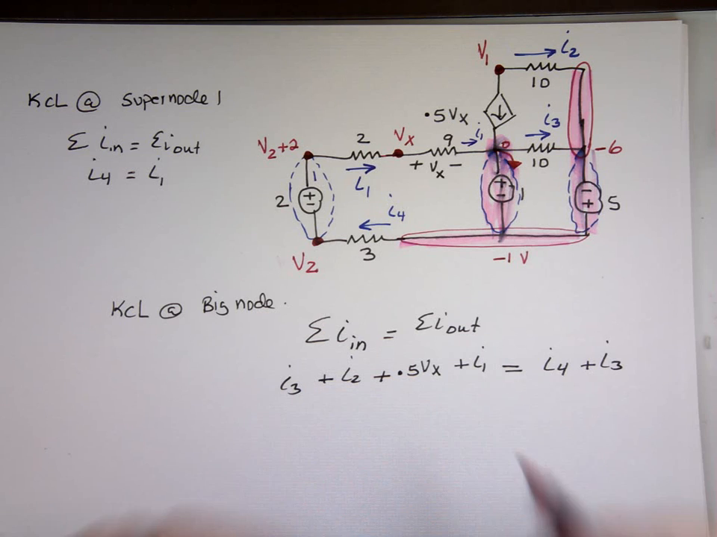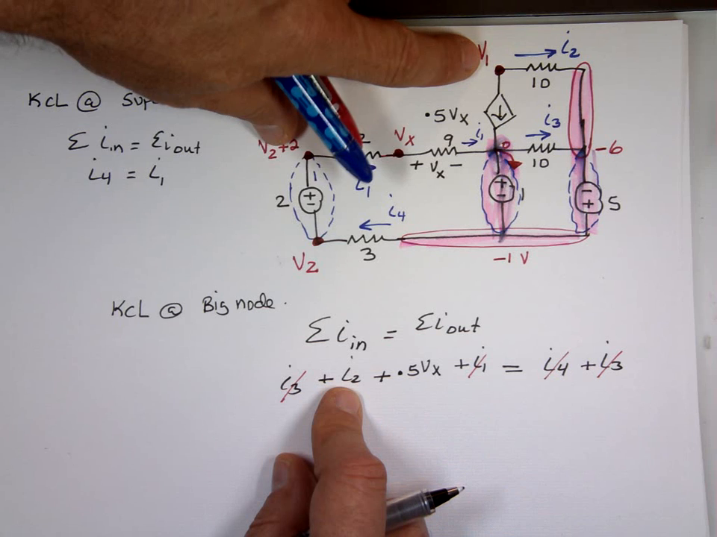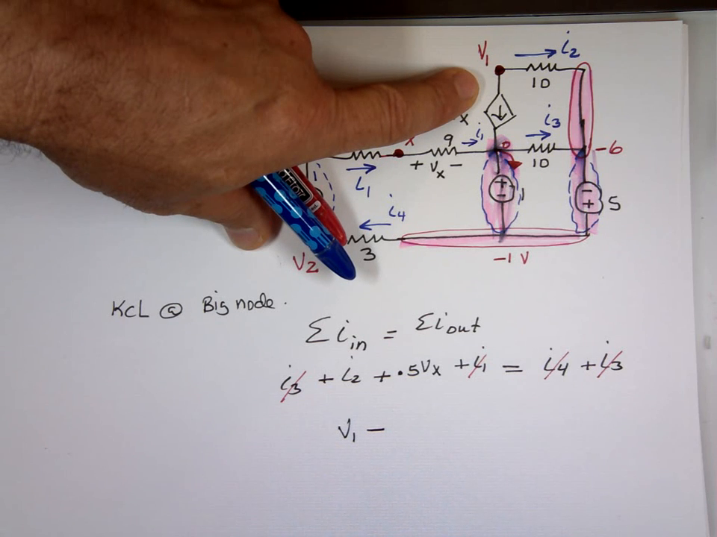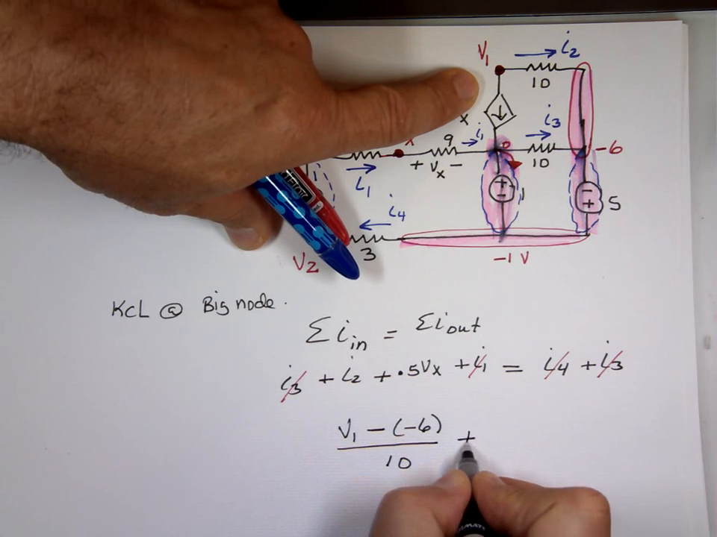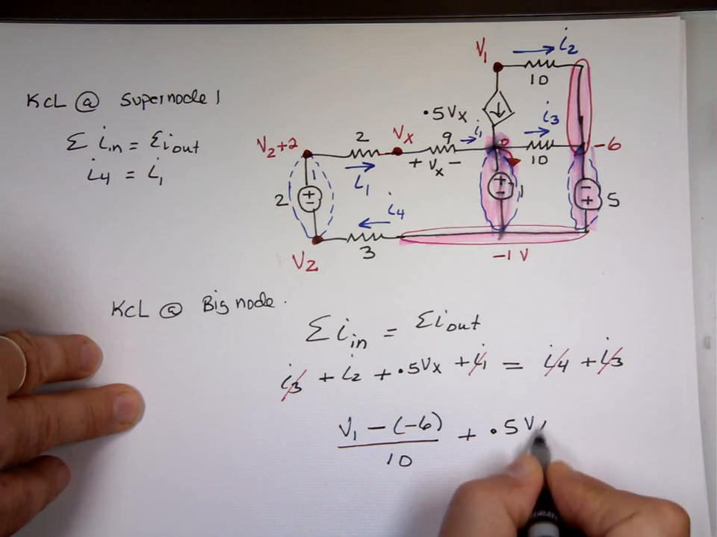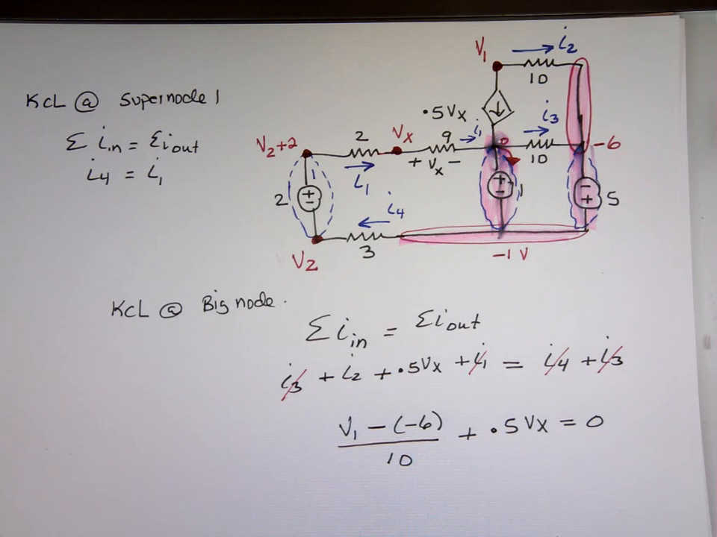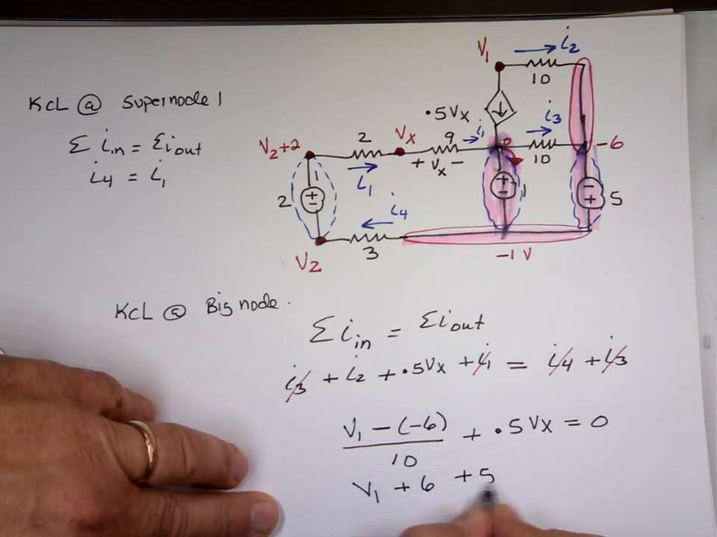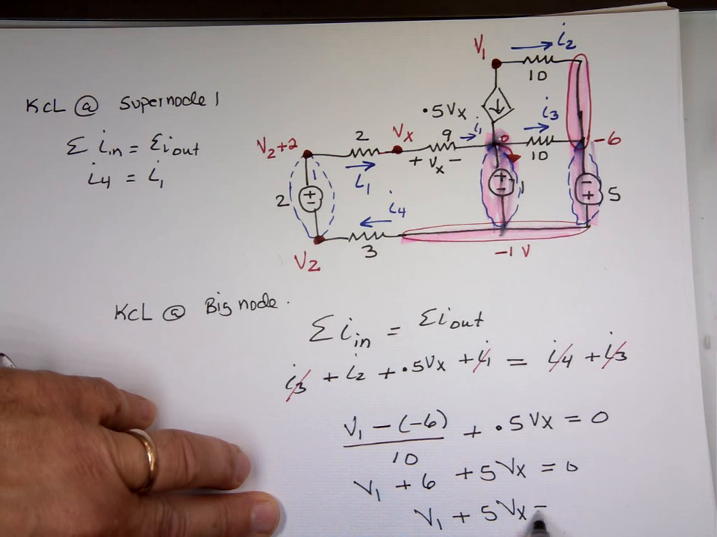And I sub 3 is going to cancel I sub 3. So I sub 2 is equal to negative 0.5 Vx. Negative. Yep. So what's I sub 2? Where's I sub 2? I sub 2 is this voltage, which is what? V1, minus this voltage here, which is what? Negative 6. Negative 6 divided by what? 10, plus 0.5 times Vx is equal to what? 0. Multiplied by 10. V1 plus 6 plus 5 Vx equals 0. That's equation 1.